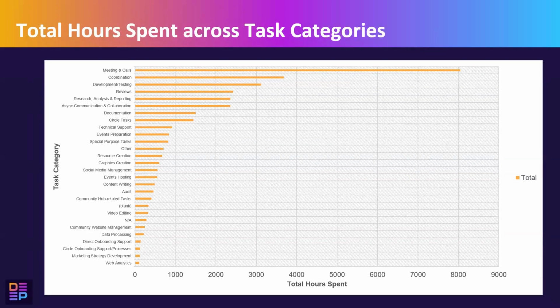In this slide, we look at the total hours spent in each task category. While some categories may not have the highest task count, they can still consume a large number of hours. Categories like meetings and calls again stand out with significant time investment.